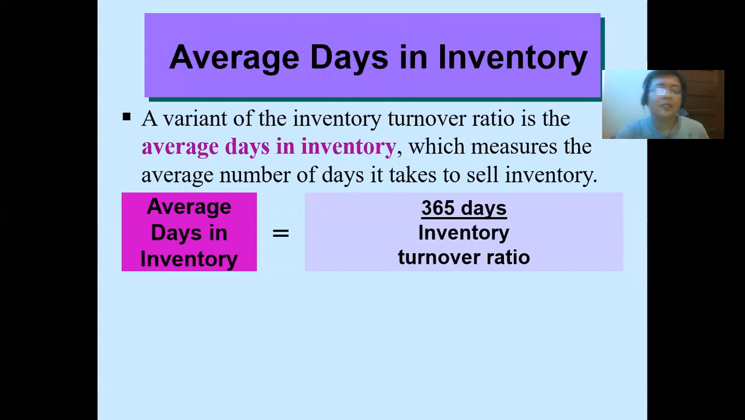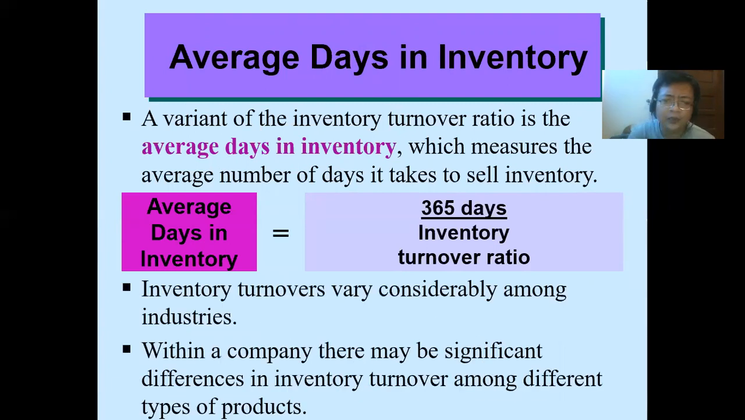So same in the receivable turnover or average collection period, the formula here is 365 days divided by inventory turnover ratio. Okay. Ito naman, the lower the better, di ba? So inventory turnover vary considerably among the industries. No? So within the company, there may be significant differences in inventory turnover among different types of products.